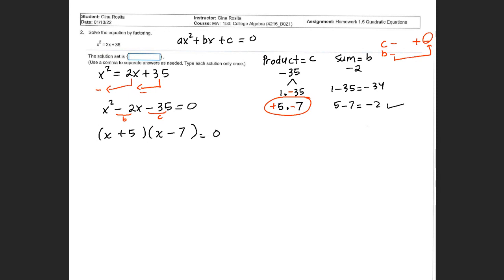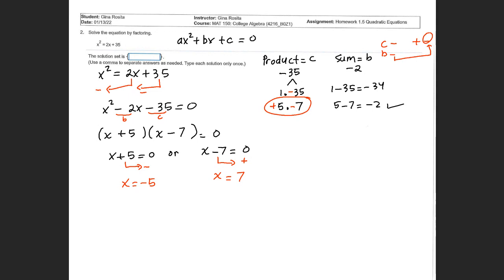Now what next? Do the same thing like number 1. So I just put x plus 5 equals 0 or x minus 7 equals 0. Move to the right side, become negative. So the answer x equal -5. -7 move to the right side, become positive. The answer x equal 7. So the answer is -5 and 7.